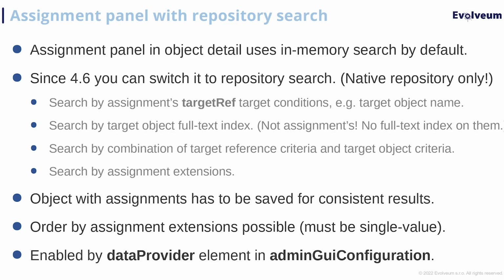Be careful, because you may be confused, especially on the screen, that it's a full text for the assignment. That's not true. It's not assignment's full text. There is no full text for the assignment. It's a full text for the target object. You can also search by a combination of target reference criteria and the target object itself, and also by assignment extensions.